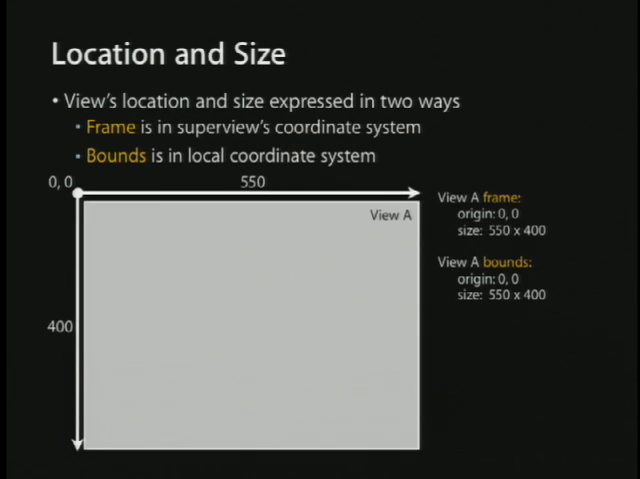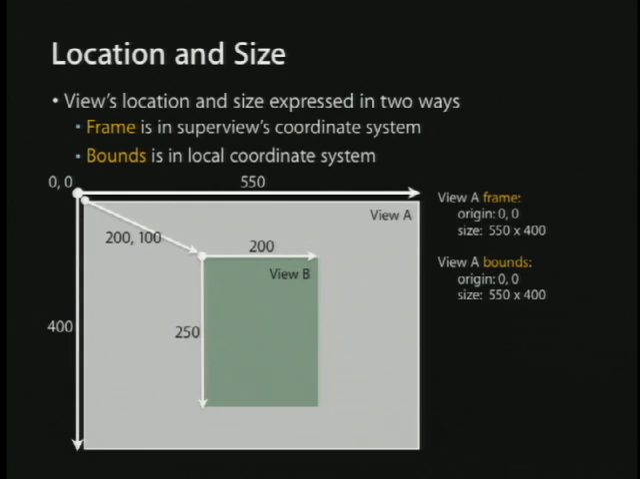And then the size determines the size in the view's own coordinate system. So now if we create a new view in here, view B, its frame, again, is going to be defining its size and location in its superview, view A's coordinate system. So the frame origin is going to be 200, 100. It's 200 pixels in, 100 pixels down.